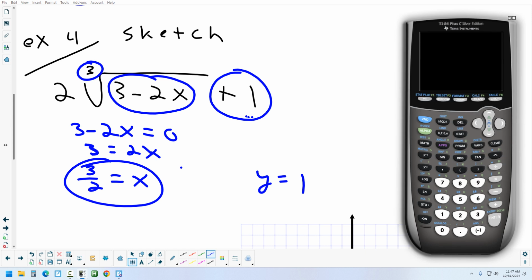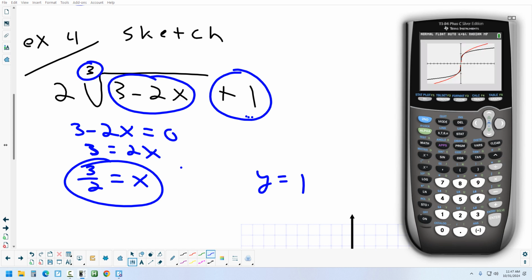Do I need the table? No. I could plug these in by hand. It's going to take me longer though. And if I use the table, I know that there won't be any mistakes. So you're going to type in 2 times the cube root of 3 minus 2x. Make sure that +1 is out from under the root because it's a vertical shift.